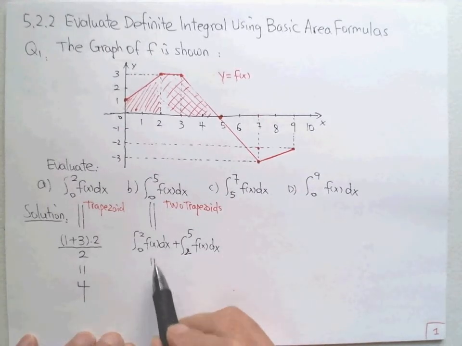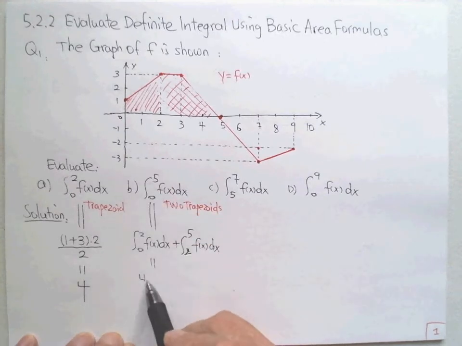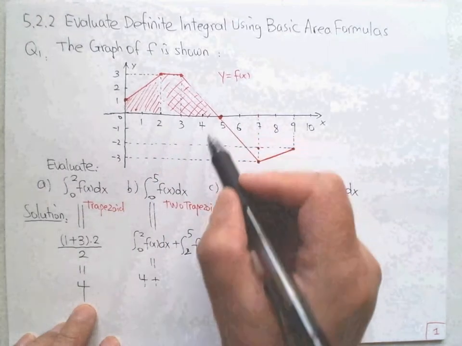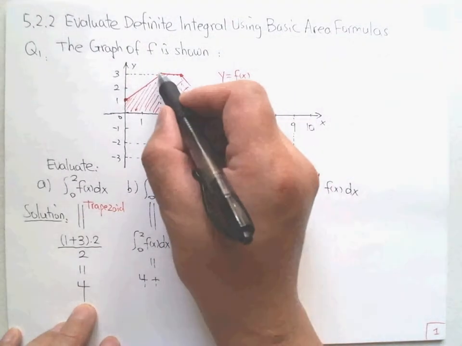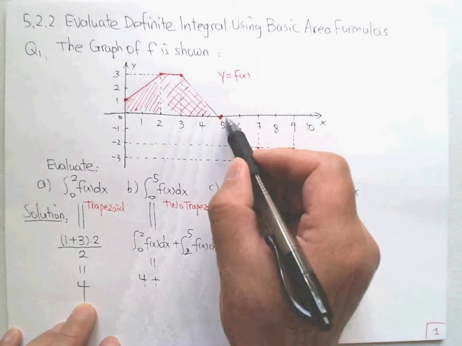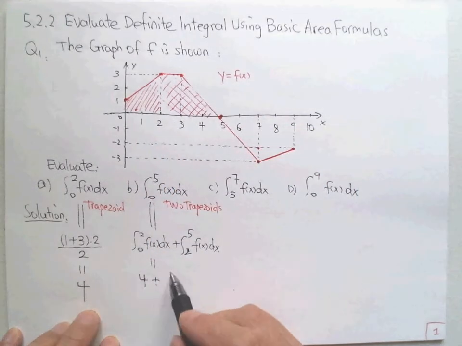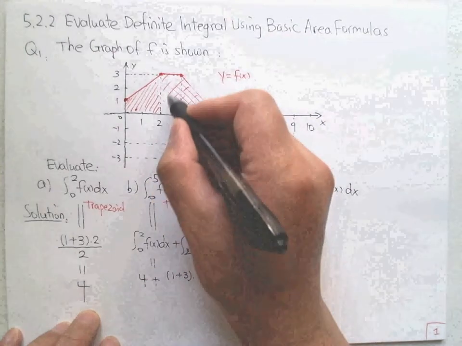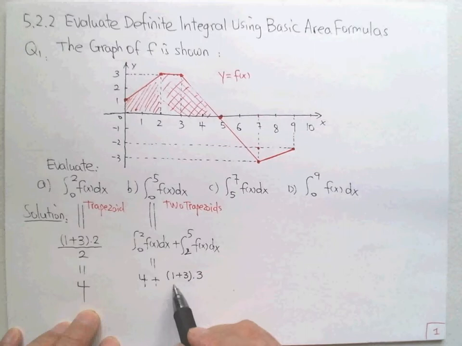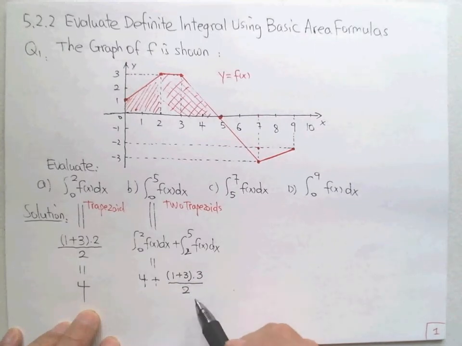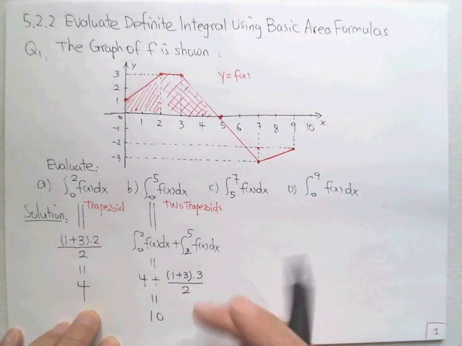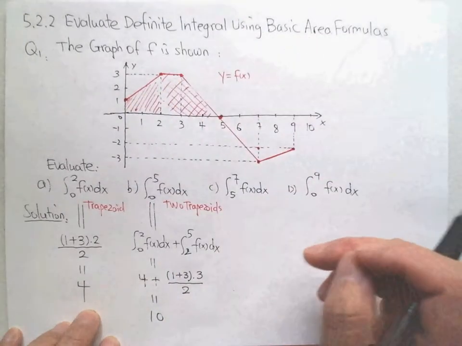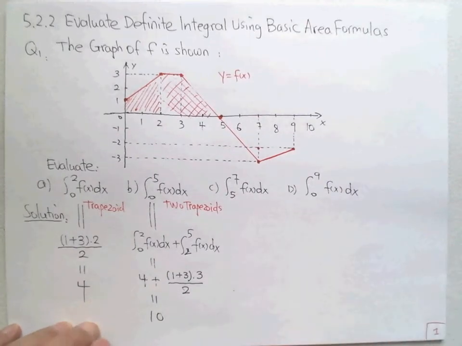The first part we already found is 4, right? What is the second? It's a trapezoid. One side is 1, the other side is 3. So it's 1 plus 3 times the height, which is also 3, and then divided by 2. Then do the calculation and we find it is 6. That means the first is 4, the second part is 6, added together is 10. Okay, and then we move to the third.